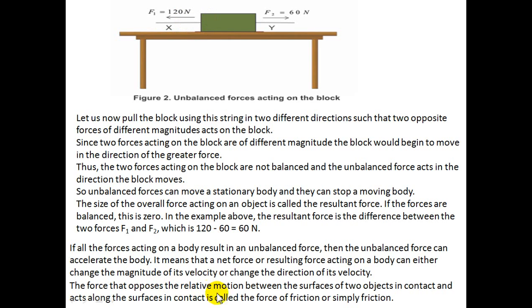The force that opposes the relative motion between the surfaces of two objects in contact and acts along the surface of contact is called the force of friction, or simply friction. Now, what is friction? Friction is that force which prevents the block from moving. Like, I am pulling the block and you are also pulling it, but the block itself also puts some force on the table to stay at rest only, and that force is known as friction.